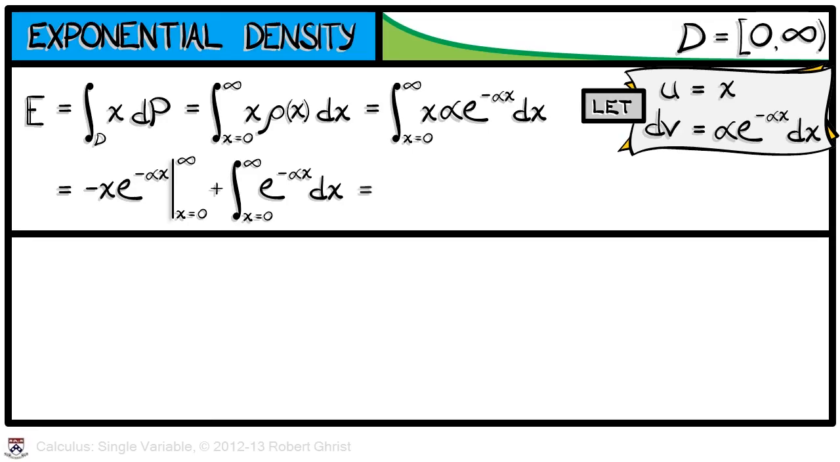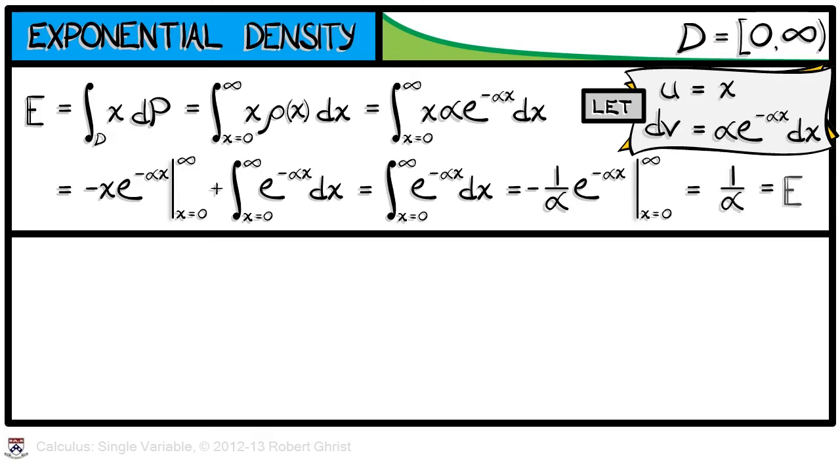The former term vanishes upon substitution, and we're left with an easy enough integral. We obtain negative 1 over alpha e to the minus alpha x from 0 to infinity. Evaluating, we obtain 1 over alpha. Now that's a very, very simple expectation. You're probably going to want to remember this, since exponential density functions are fairly common.